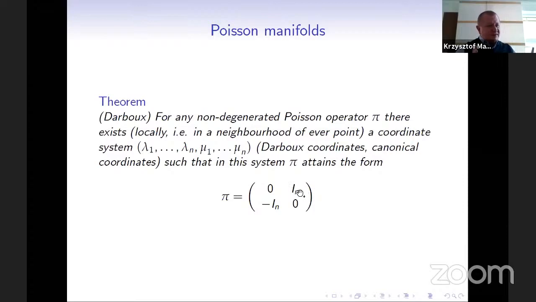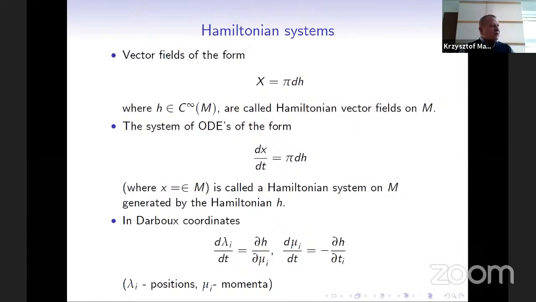So this is our world, Poisson manifolds. This is where we, so to say, sit during the whole talk. And then if you have a Poisson manifold, you can speak about Hamiltonian systems. So take any function H on our manifold, calculate its gradient or differential, and apply the Poisson bivector to it. You will get a vector at each point, and when you change the point, you get vectors at different points of the manifold. Such a vector field on a manifold is called a Hamiltonian vector field, and the corresponding dynamical system is called a Hamiltonian system on M, generated by the Hamiltonian H.